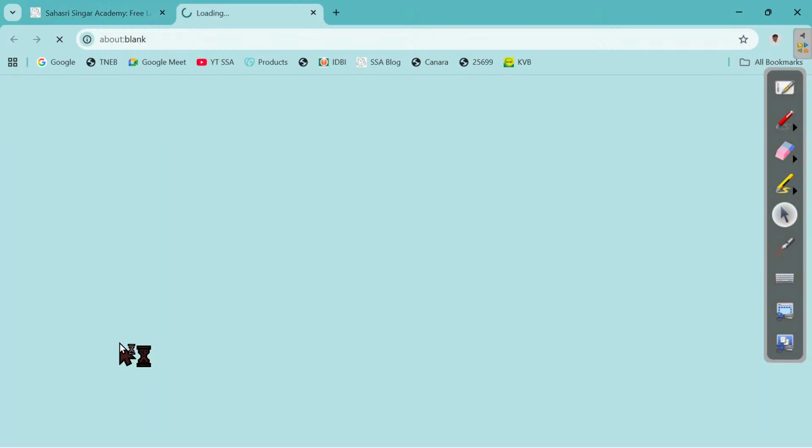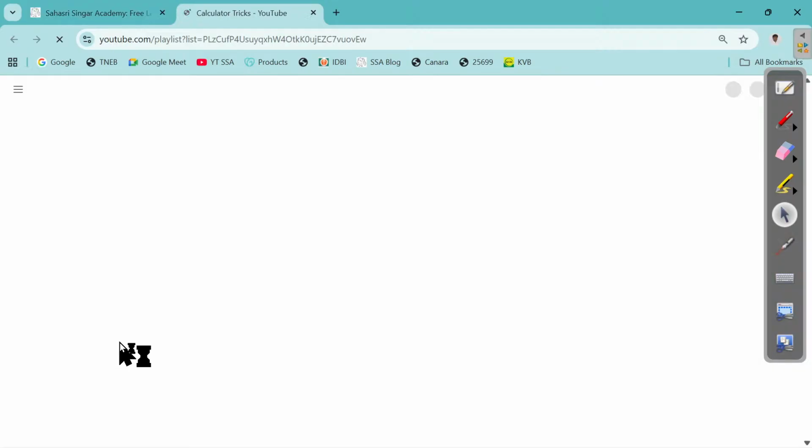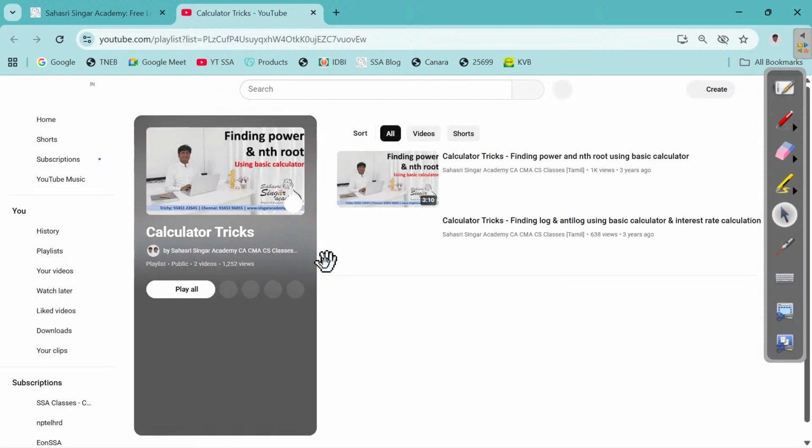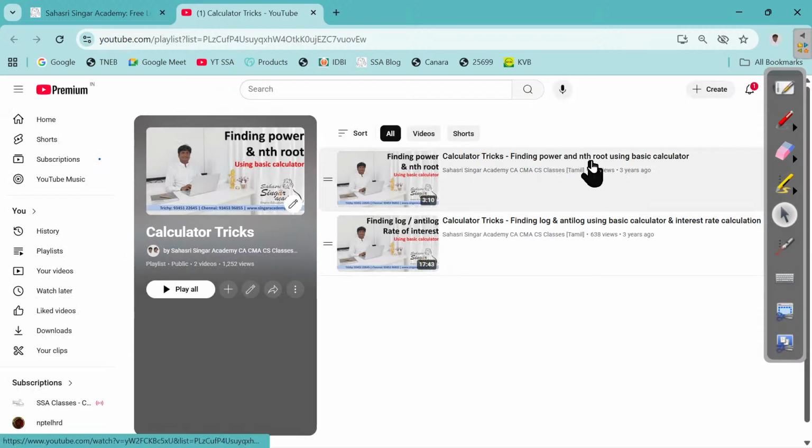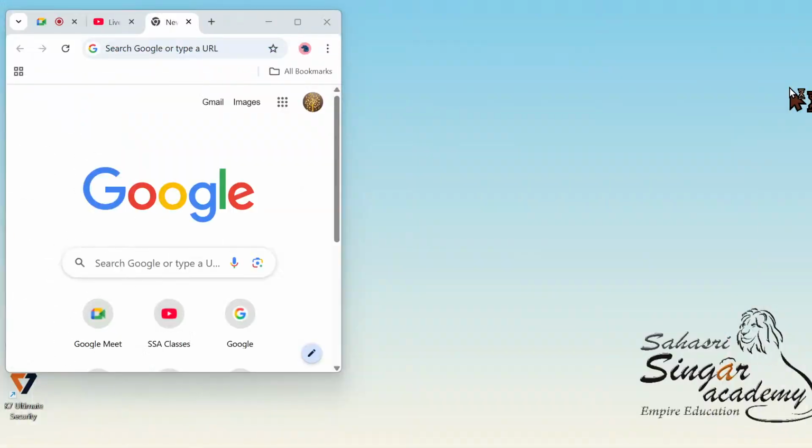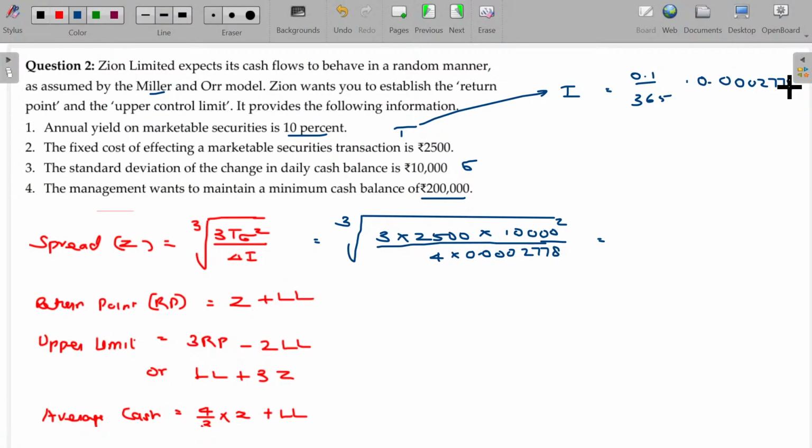Here are the calculator tricks. Why do I want to use the tricks? If there is a straight way, information is available, that's why I stopped. Finding power and nth root, third root using the basic calculator. You can go and watch this video. It's 3 minutes of simple calculator tricks. Try it at home for how to calculate the third root, and you can get the answer. No issues. If you want to be cautious before going for the examination, you need to have 100% coverage, then you can go for that. Otherwise, it's not required. It's very rarely asked.